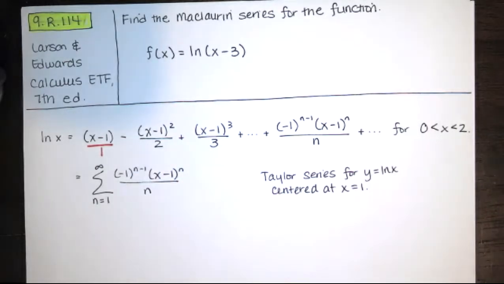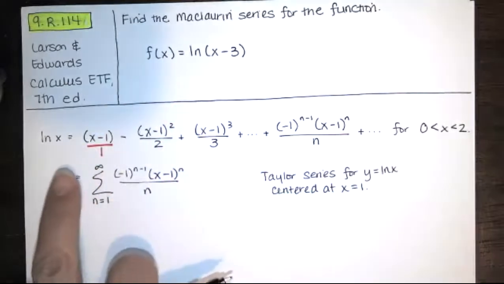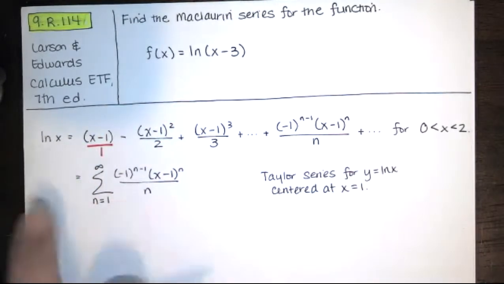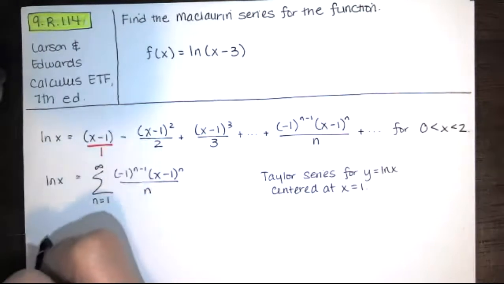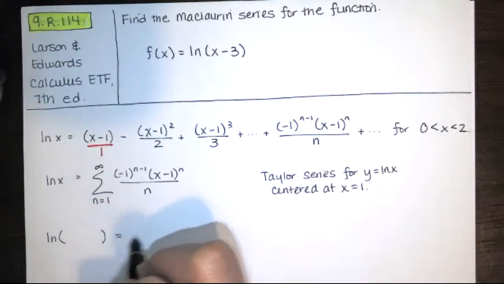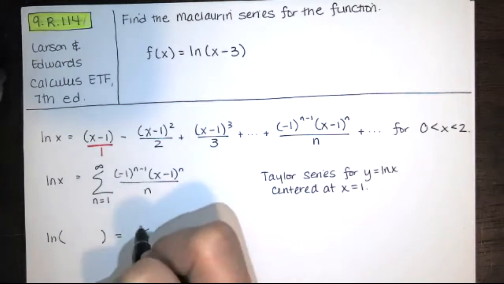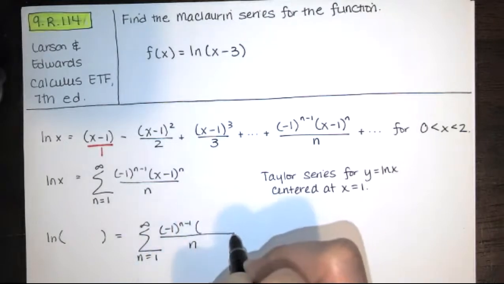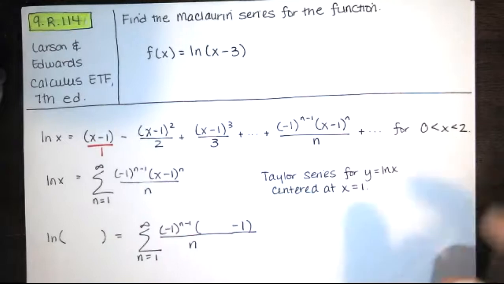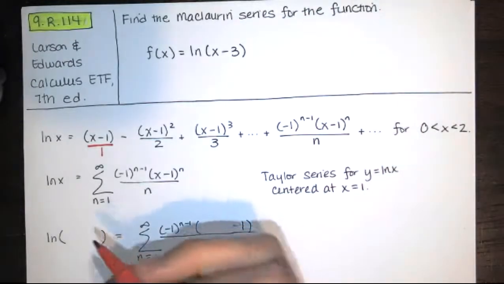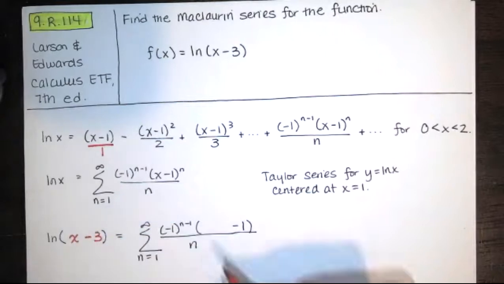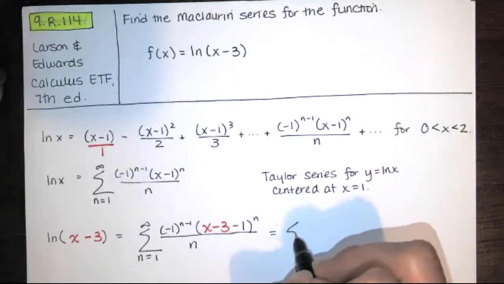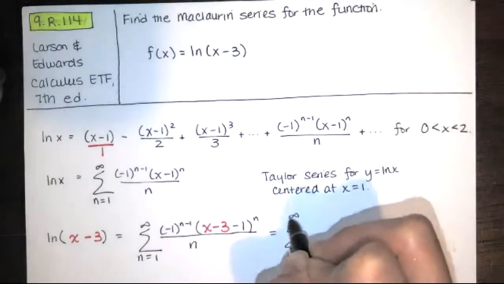So let's talk about how to get the answer that they want. To get the answer that they want, all they want you to do is look at this expression for natural log of x, and then replace x with x minus 3. That's all they're looking for. So you leave this expression alone, you leave the denominator alone, and you replace x with x minus 3. And of course, x minus 3 minus 1 is x minus 4.